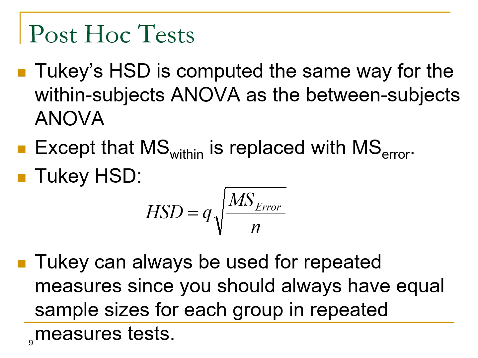It is computed the same way for the within subjects as the between subjects, except that MS within is now replaced by MS error. Therefore, the equation is the same. We're still going to find the Q from a chart. We're going to plug in the MS error instead of MS within and divide by the small n. N can always be used for repeated measures since you always will have an equal sample size for each group.